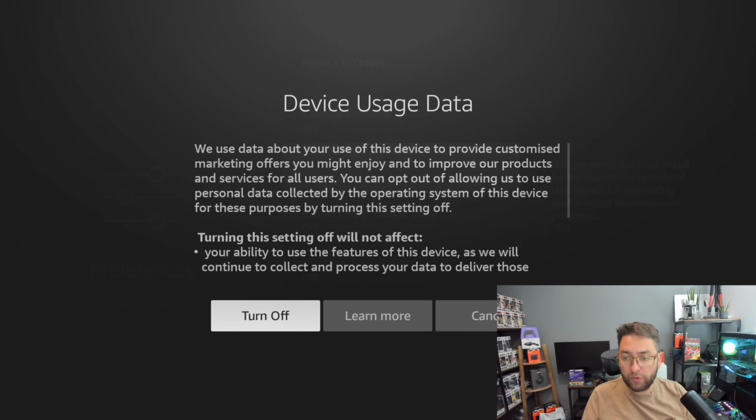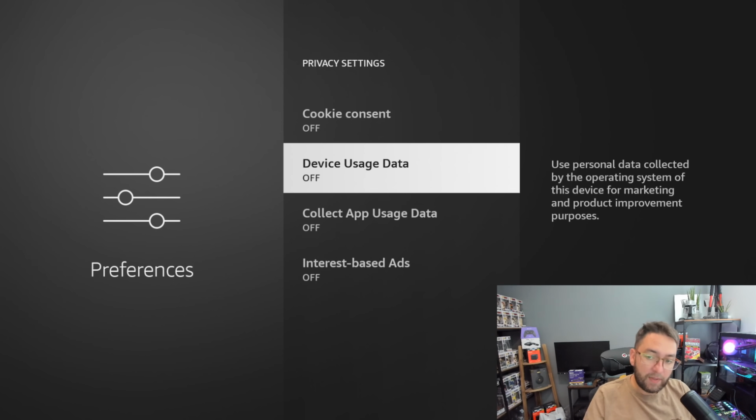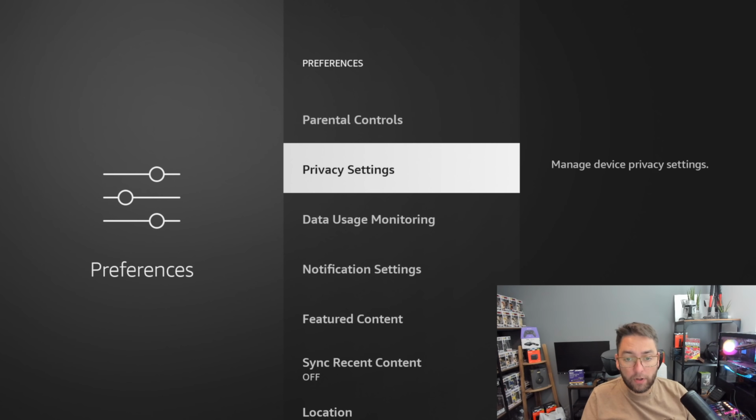You can opt out of allowing us to use personal data collected by the operating system of this device for these purposes by turning this setting off. Turning this setting off will not affect your ability to use the features of this device, as we will continue to collect and process your data to deliver those. So turning that off stops them collecting that usage data. Obviously, they still collect something. You have to turn off in each individual app, but that there stops them collecting certain bits. So do check yours for me and let me know in the comments whether yours was off or on.